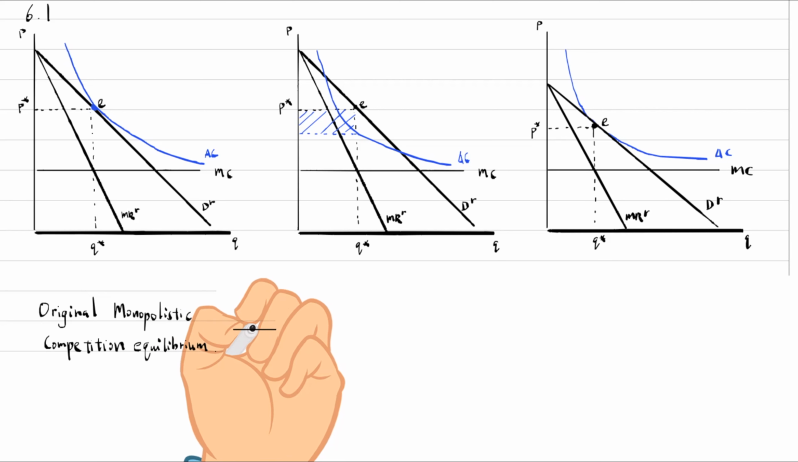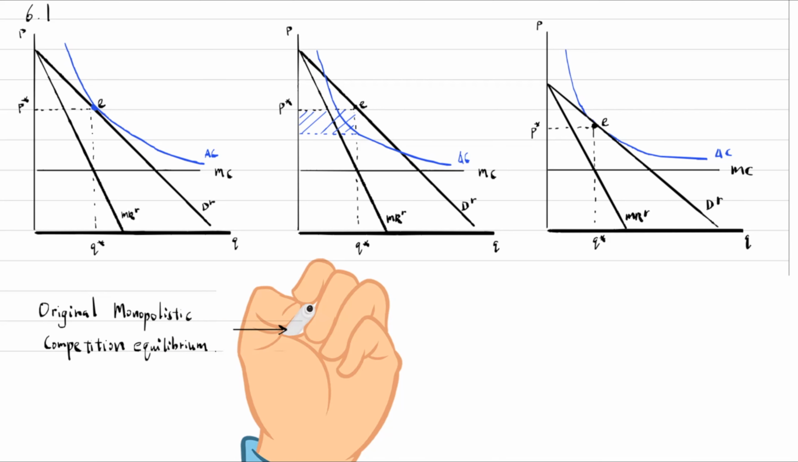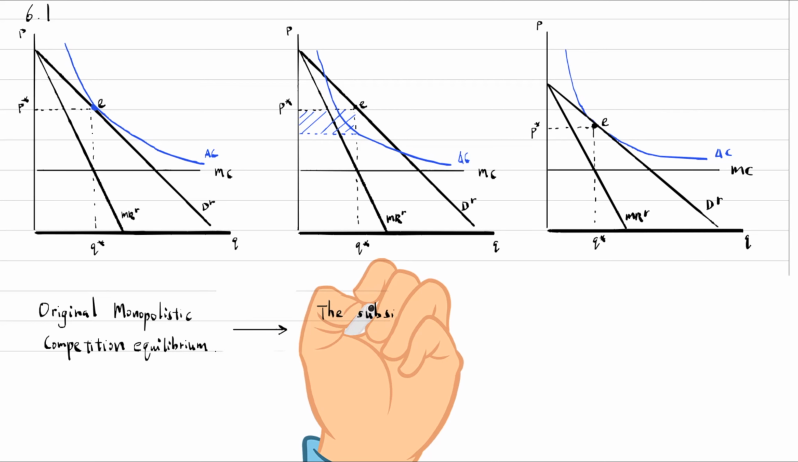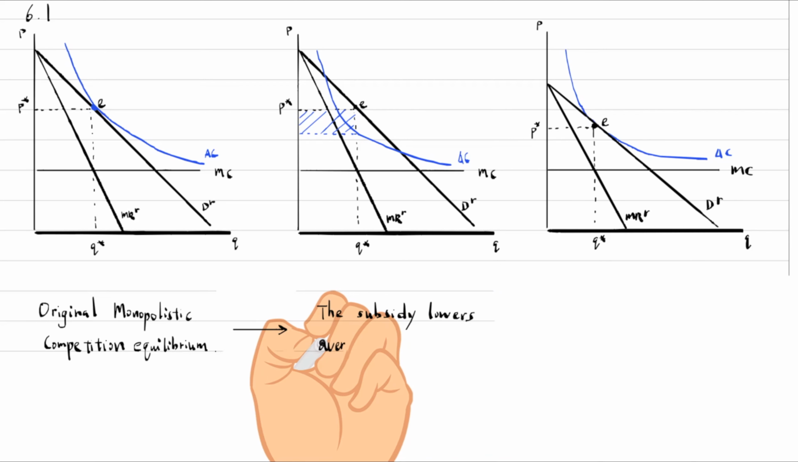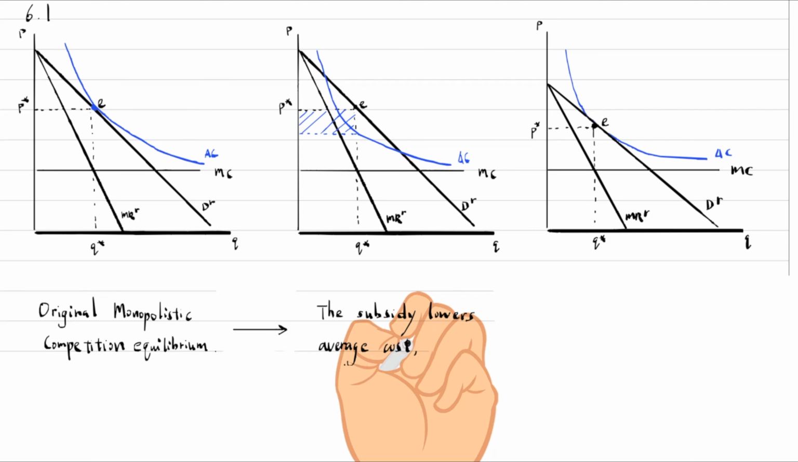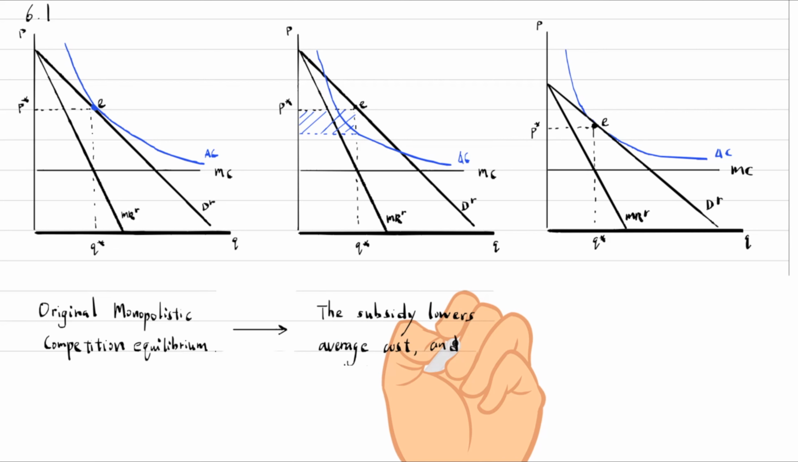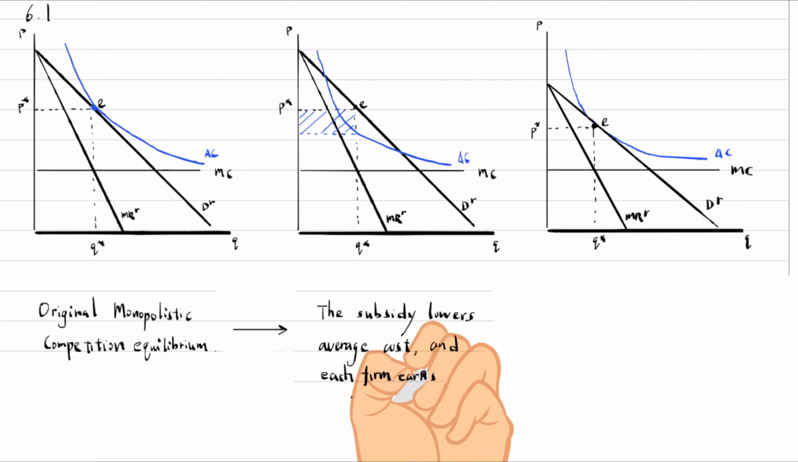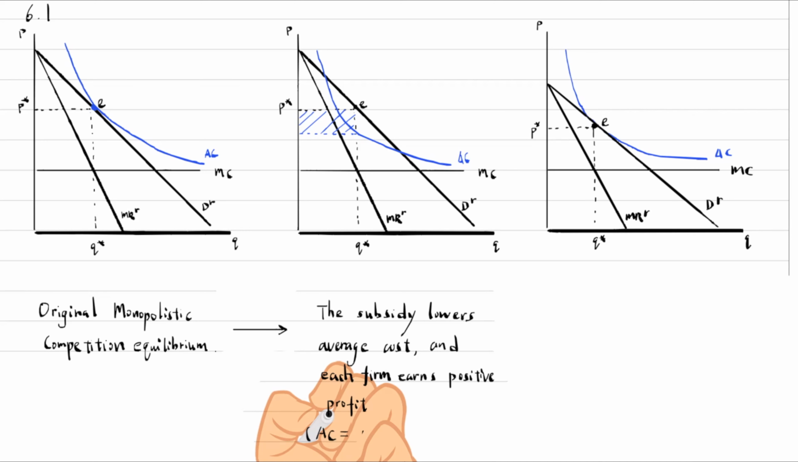The second figure illustrates what happens when the firms receive a subsidy. The government subsidy reduces the firm's fixed cost. The firm's average cost falls. The average cost curve shifts down. As a result, the price is higher than the average cost at the original output Q*. Each firm earns a positive profit, equal to the blue area in the graph.